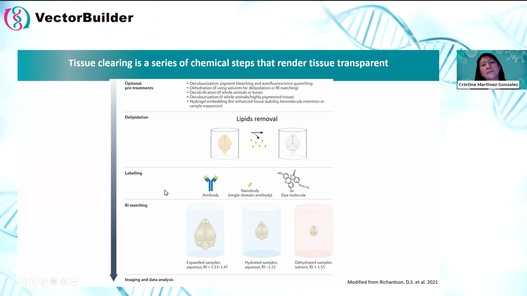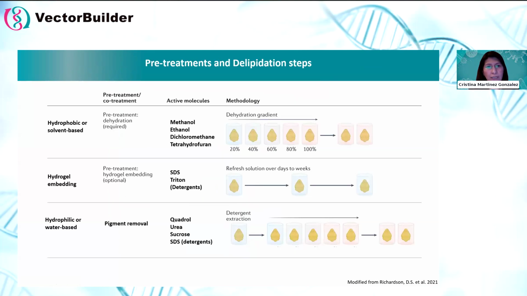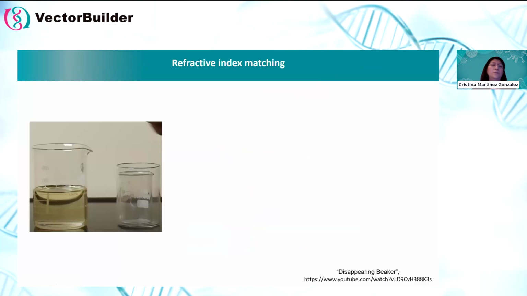Of course, labeling is optional because you might already have a transgenic mouse and you don't need that. And the final part, refractive index matching, which I am going to show right now. Sorry, I'm skipping one. Refractive index matching basically is you need to match the speed of the light passing through two mediums to make it transparent. And I'm trying to make it zero technical.